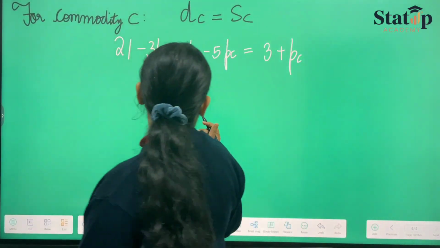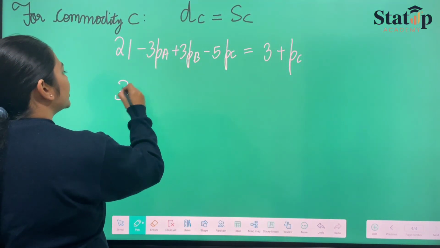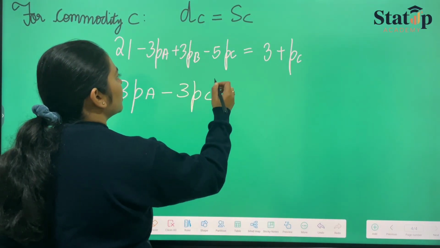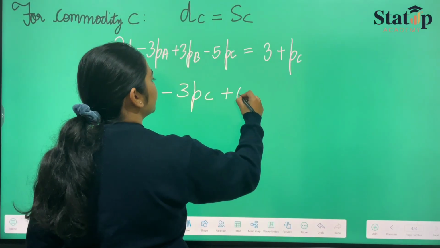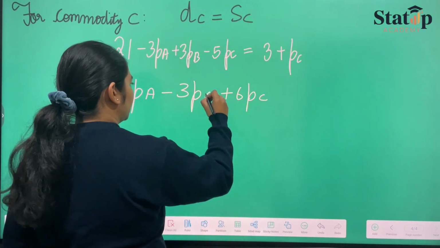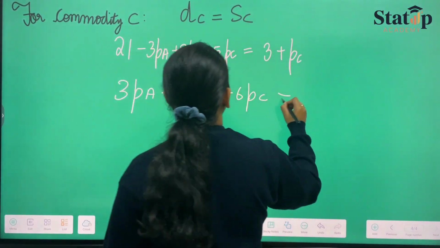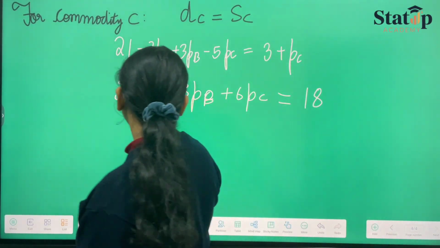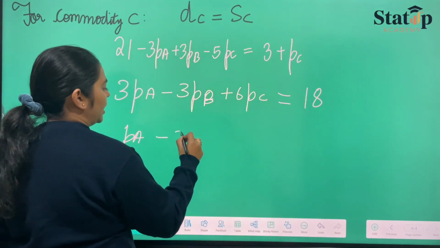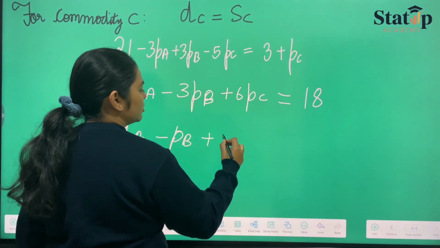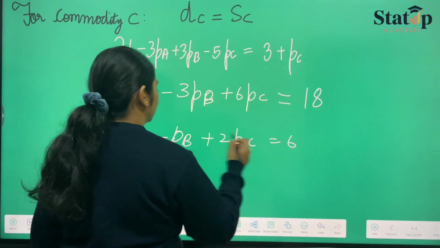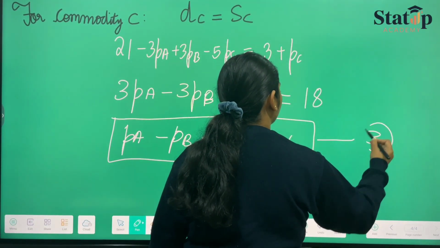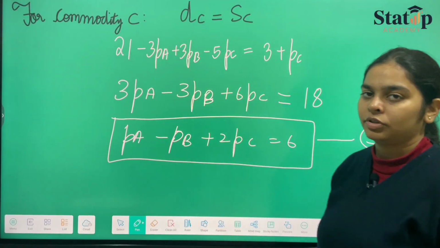Okay, this is correct. So taking things on one side, we will be getting 3PA minus 3PC and plus 6PC, this is PB, equals to 21 minus 3 will be 18. If I divide the whole equation by 3 again, we will be getting PA minus PB plus 2PC equals to 6. This is our equation number 3. So we have got 3 equations and we have 3 variables.